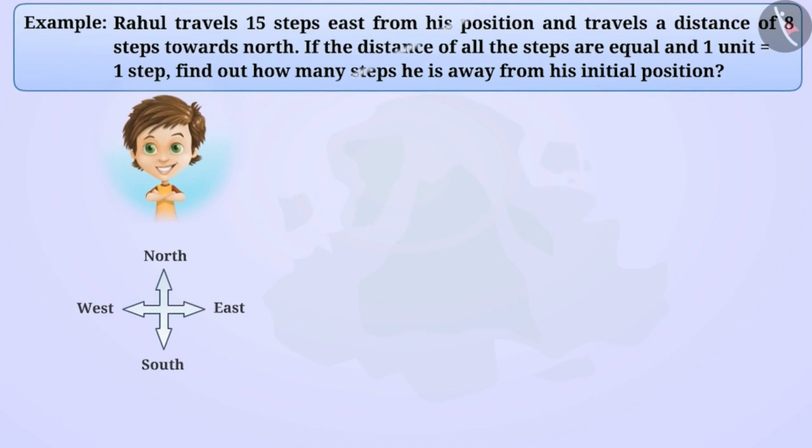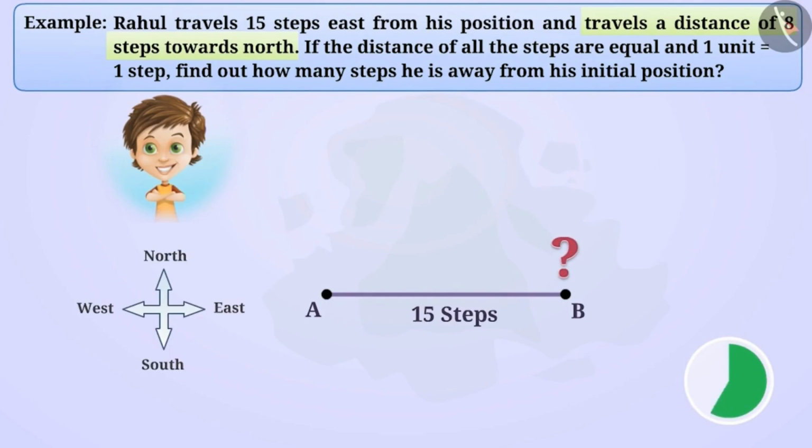On this basis, let us draw a figure for the given situation. Rahul travels a distance of 15 steps from his position towards east. We will show this by drawing a line segment towards the east direction, whose length will be 15 steps. Let's name this line segment AB. It is also known from the question that Rahul travels a distance of 8 steps towards north from the point B. Tell me, how can we depict this? Think for a while.